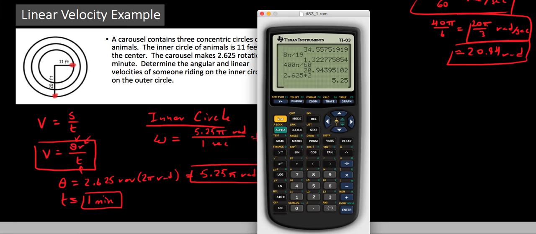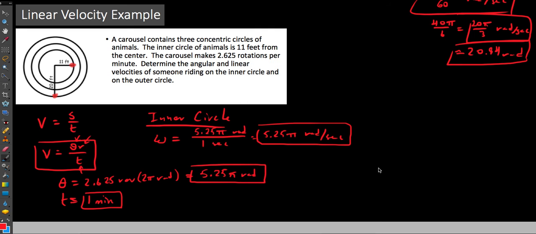And we can go ahead and get this as a decimal, so we say 5.25 pi. We get about 16.5 rad per minute.